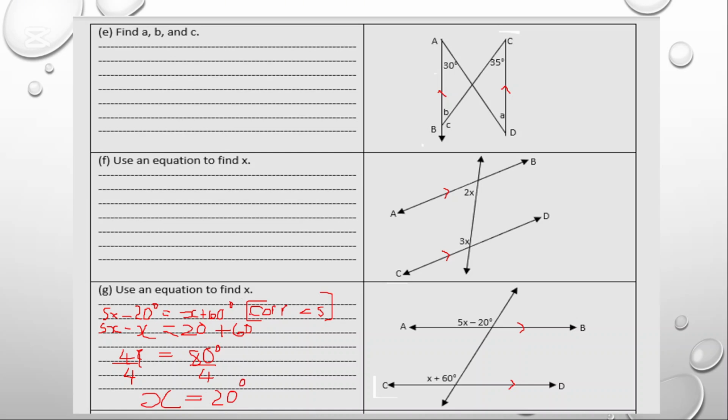Now we only ask for x, but if I want to know the value of this angle, then, remember I know now that x is equal to 20, so this one will be 5 times 20, which is 100, minus 20, which is 80 degrees. This one must be exactly the same. X is equal to 20. 20 plus 60 is 80. And we can see this pair of corresponding angles, 80 degrees. This pair of corresponding angles, they are equal.